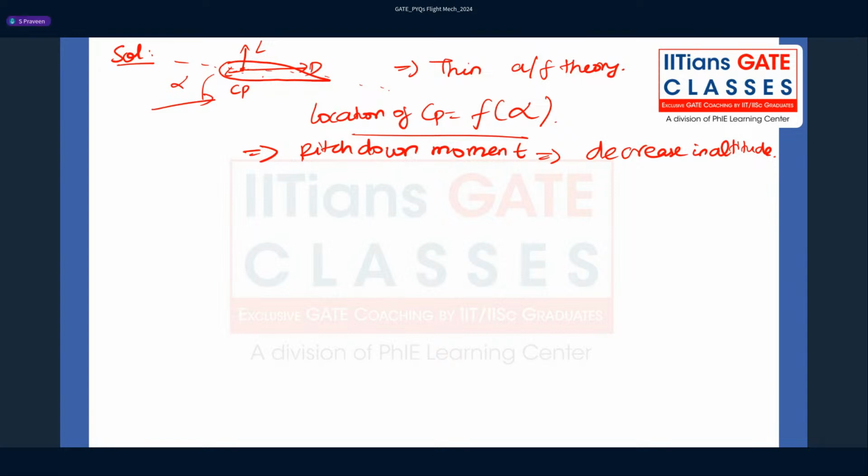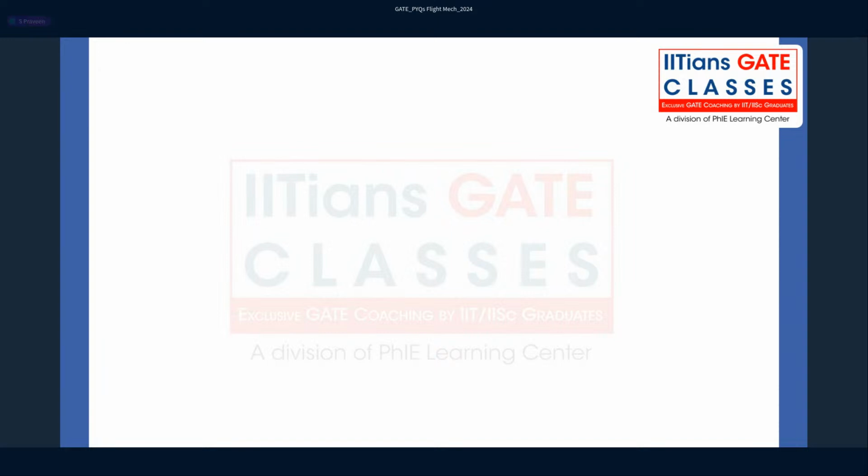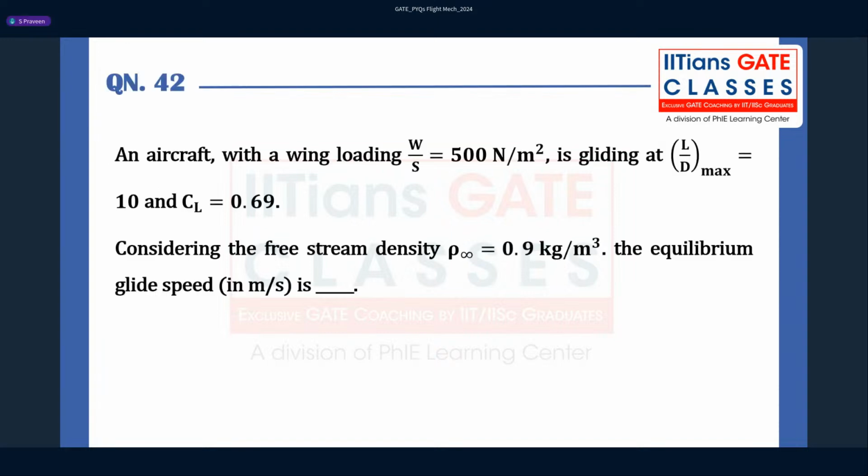Any doubts? Let me go to the next question if you don't have any doubts. An aircraft with a wing loading of 500 Newton per meter square is gliding at L by D max of 10 and CL equal to 0.69. Considering the free stream density rho infinity is 0.9 kg per meter cube, the equilibrium glide speed is dash. Again, it's a simple problem.